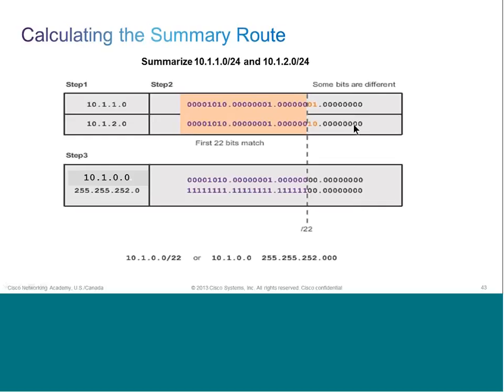This results in the prefix /22. So you'll see the prefix down here, /22, and the subnet mask of 255.255.252.0. So this last line was showing the calculation of the subnet mask.